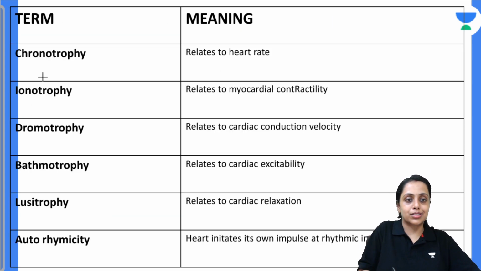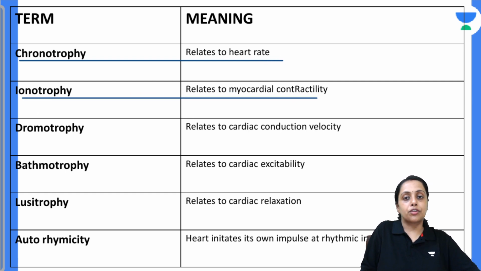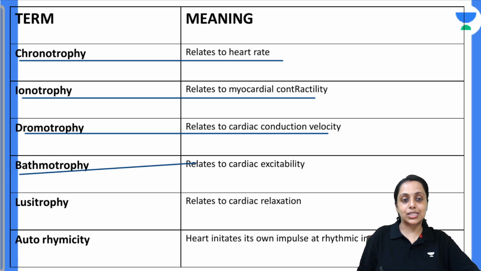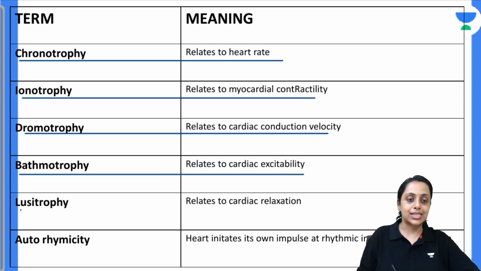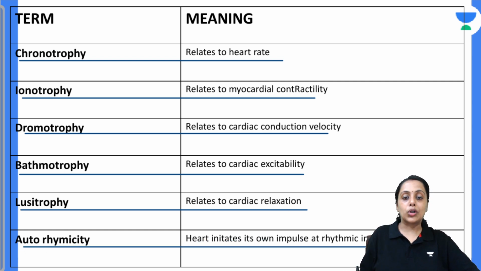This is the summary of some terminology. Chronotropy stands for heart rate. Inotropy stands for contraction. Dromotropy stands for conduction velocity. Bathmotropy stands for excitability. Lusitropy stands for relaxation. Autorhythmicity, where the heart initiates its own impulse at a rhythmic interval, is known as autorhythmicity.